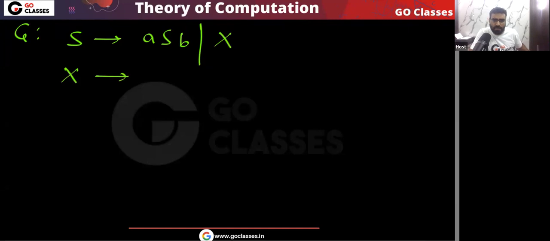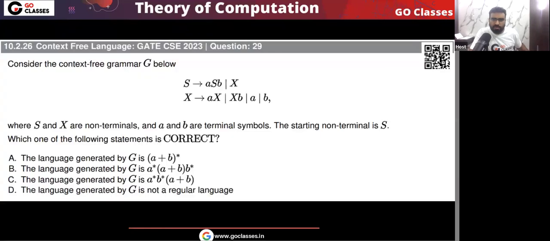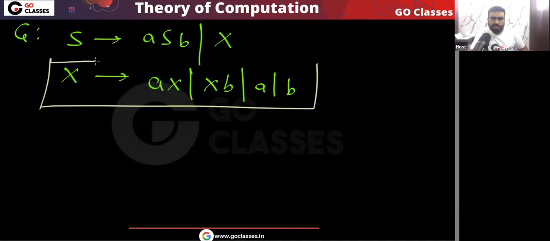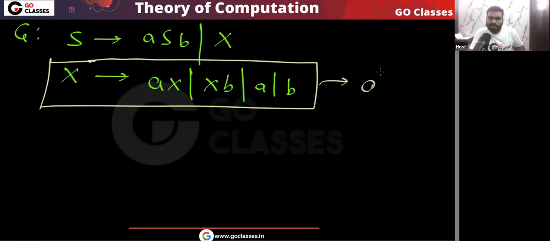So let's see what this grammar is. We have the start variable S. I can replace it with aSb, or I can replace it with X, and this X is aX, or Xb, or a comma b. Now you can easily see this is the standard grammar for a star b star. But remember, here you have a comma b, so at least one of them you must generate.